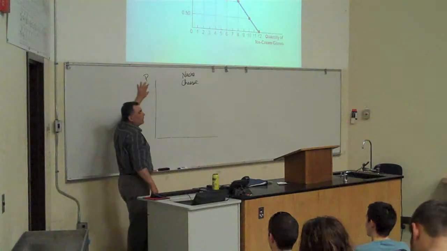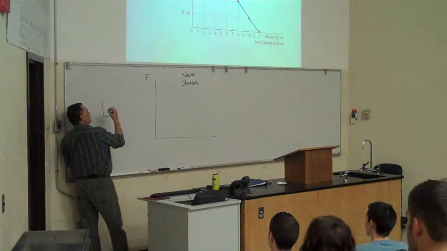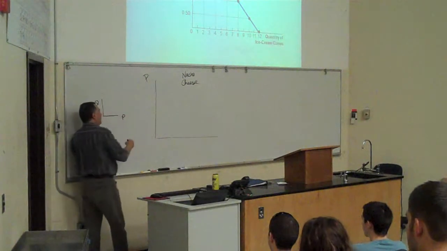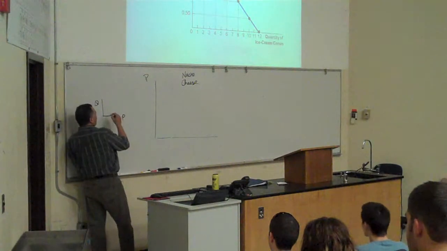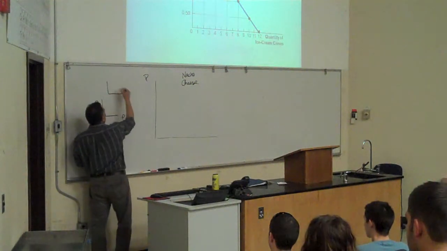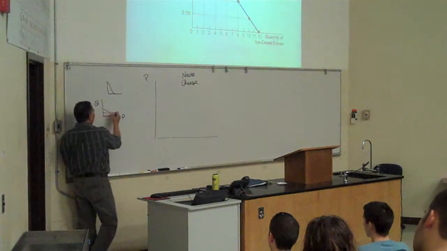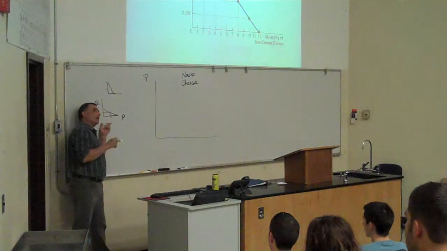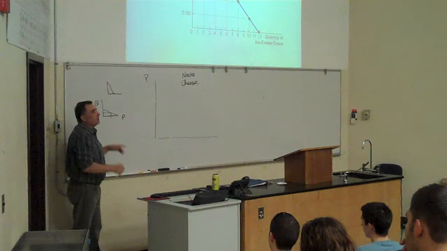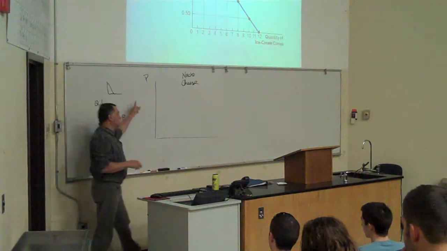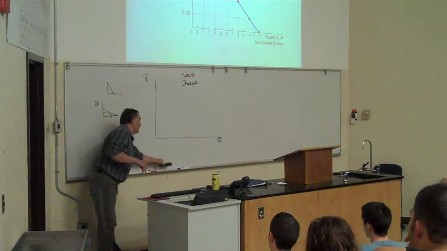I get students sometimes who turn in homework with the Q here and the P here. It's not technically wrong, well, maybe it is, but the graph should look like this, and their graph looks like that. Fundamentally it's right, but I have to look at it sideways, you know what I mean? So keep in mind that the price is always here and the Q is always here. That's universal. That'll go on forever.